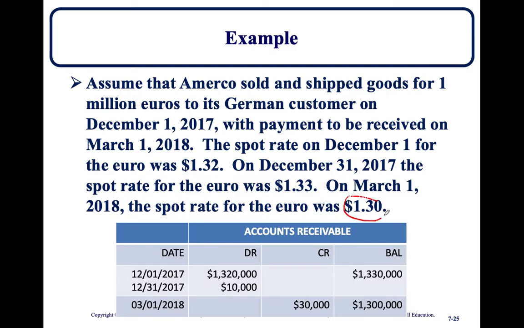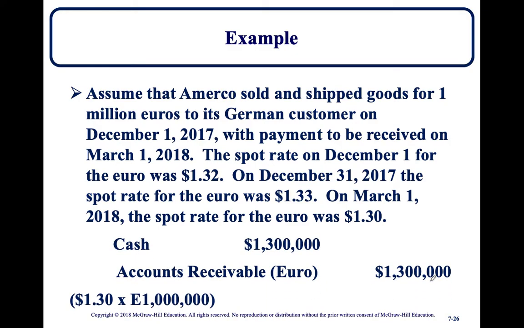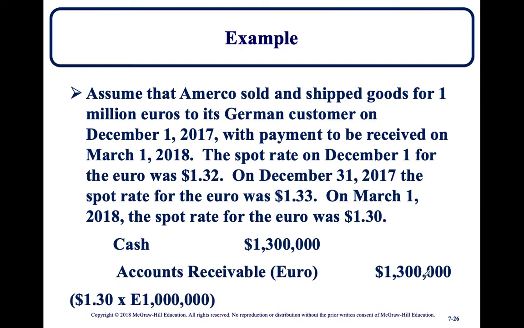So $1.30 times our 1 million euro. It's hard to write with this pen, but you get the idea. 1 million euros, that's the total 1,300,000. That's how much cash I'm going to receive. So there we go. Debit cash for 1,300,000, credit my receivable 1,300,000. That will zero out the receivable, right? Because that's our balance right now. So if I credit 1.3, this will zero out my receivable because it's gone. I got paid. Unfortunately, I was expecting to get paid 1,320,000, but I only got paid 1,300,000.